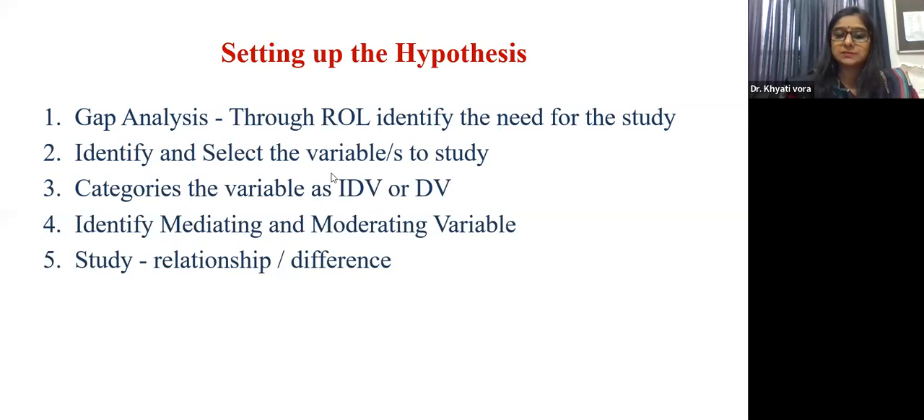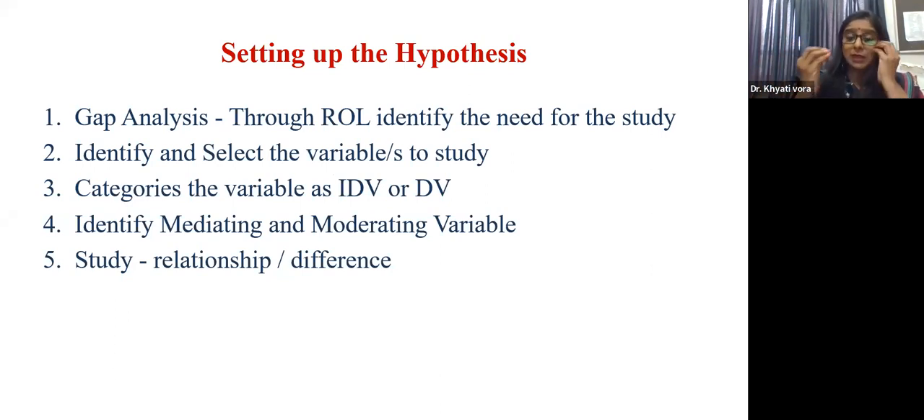Gap analysis. Through the ROL, identify the need for the study, identify and select the variables of the study, categorize them as IDV or DV, identify mediating and moderating variables, and study relationships or differences. This is how we form a hypothesis. How will we do it? ROL, findings, identify variables, establish a relationship from their findings. Pick up a number of papers, 25, 30 papers, you should at least show that.